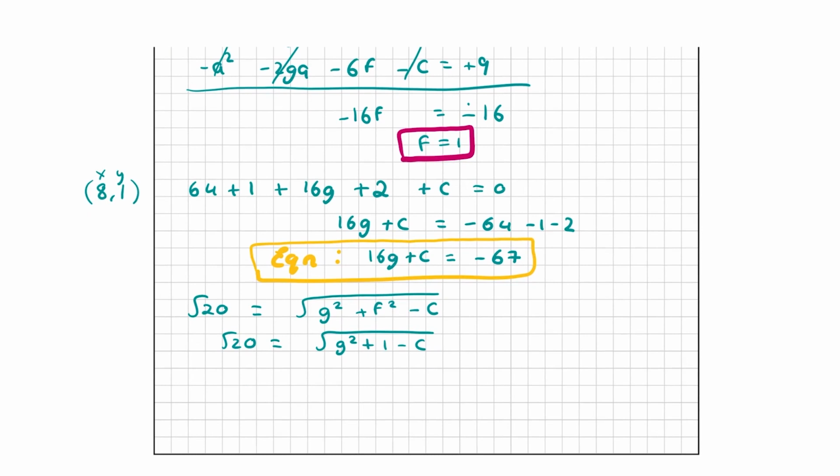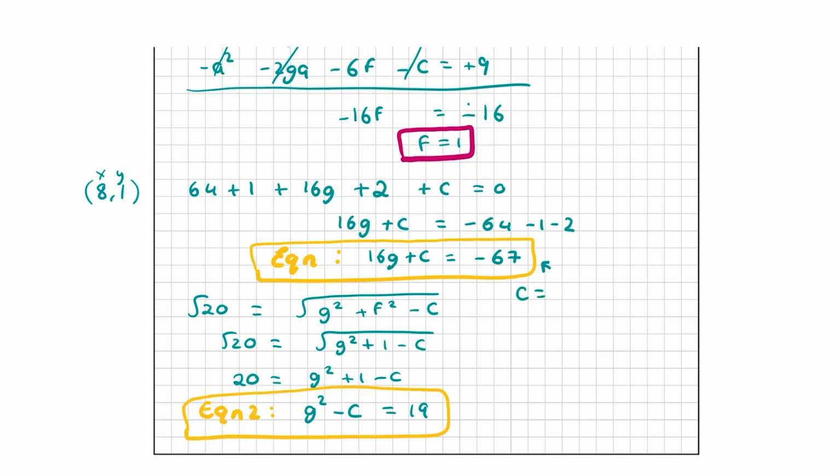Let's square both sides, so we get 20 is equal to g squared plus 1 minus c. Let's simplify, so we have g squared minus c is equal to 20 minus 1, which is 19. So this is our second equation. Now I'm going to write my first equation with c on its own, so I'm going to write c in terms of g.